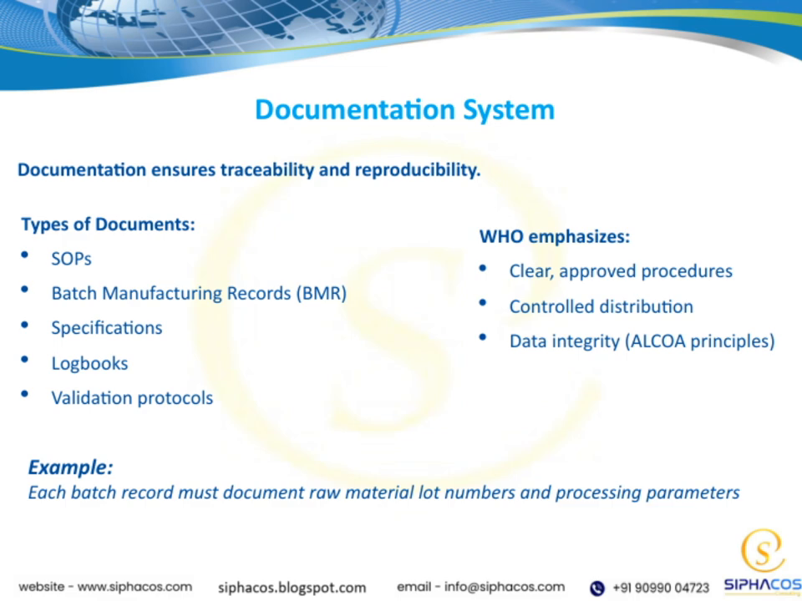Batch manufacturing records, or BMRs, serve as the detailed records for each batch produced. Specifications define the quality criteria materials and products must meet. Logbooks record ongoing observations and activities, and validation protocols document the testing and verification processes we carry out to ensure our systems work correctly. By maintaining these different document types diligently, we uphold the integrity of our manufacturing process and ensure compliance with regulatory standards.